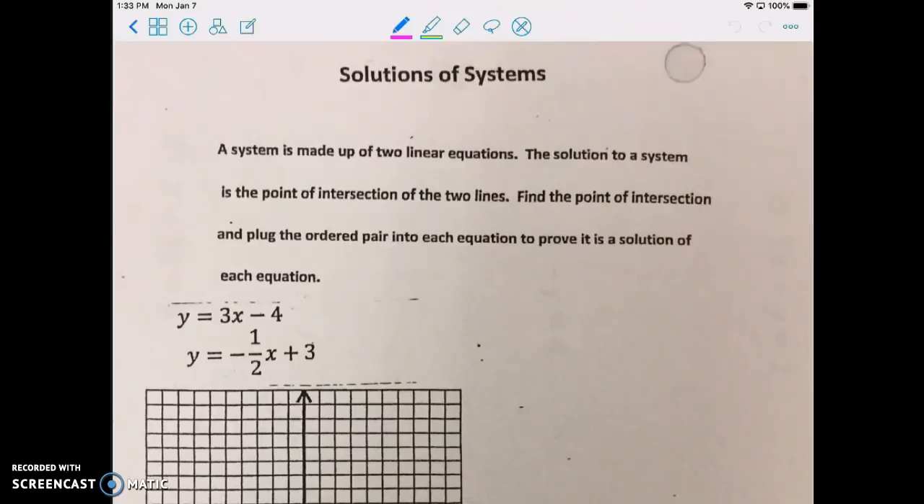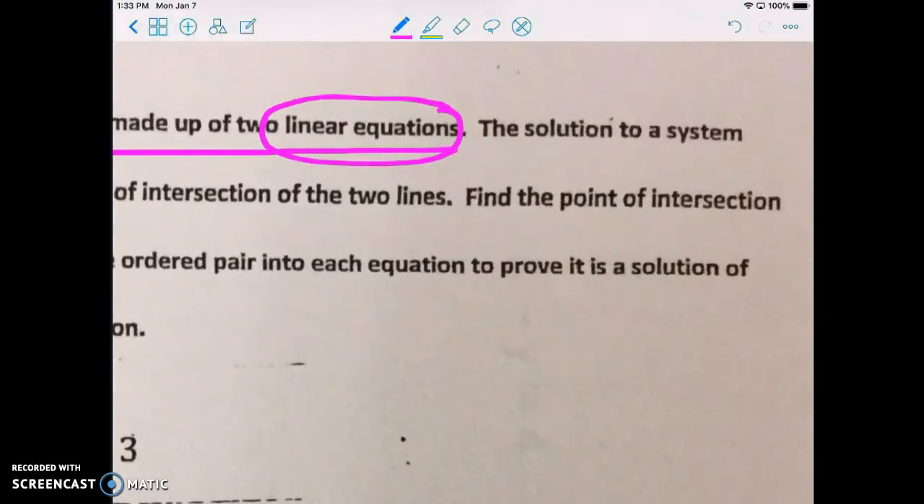So here we go. A system is made up of two linear equations. We have already done linear equations. Now we're going to be doing two of them, finding the solution that works for both of them. The solution to a system is the point of intersection of the two lines. So today we're going to find these solutions by graphing. That's what we're doing today.